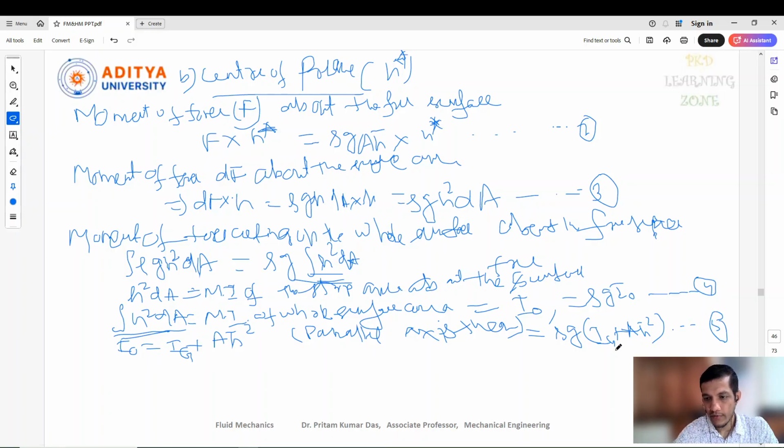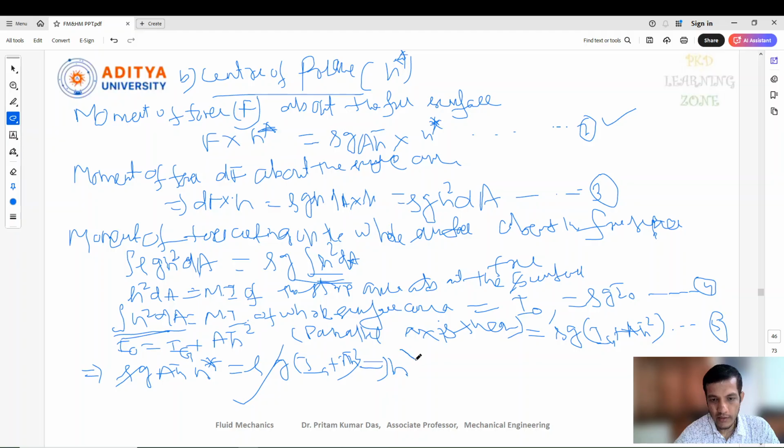This is equation 5. Now we can do one thing: compare this equation and the previous equation, because we need to find the value of h star at the center of pressure. So comparing equations 2 and 5, we get rho g A h bar into h star equal to rho g into Ig plus A h bar square. Now rho g will cancel and we keep h star on one side, and the remaining part goes to the other side.